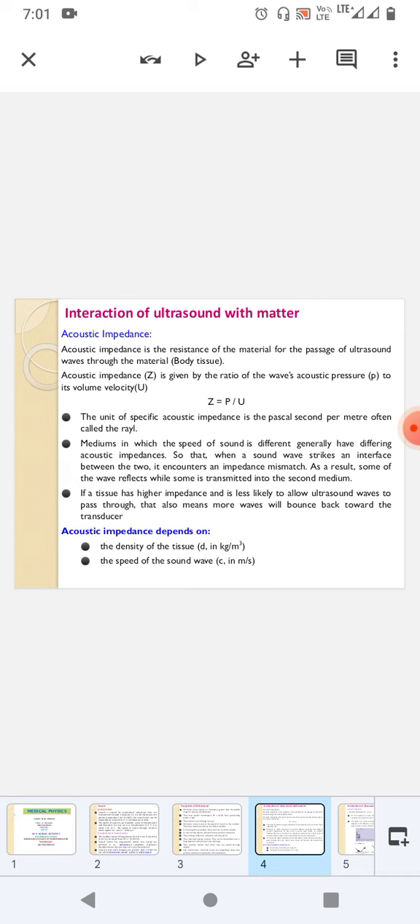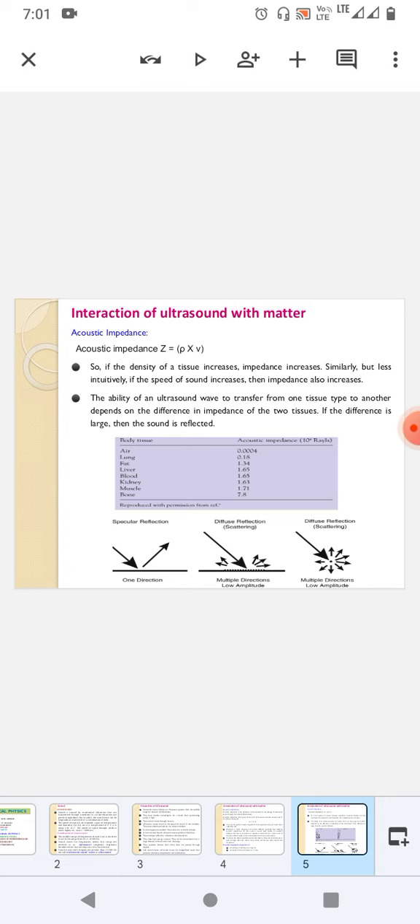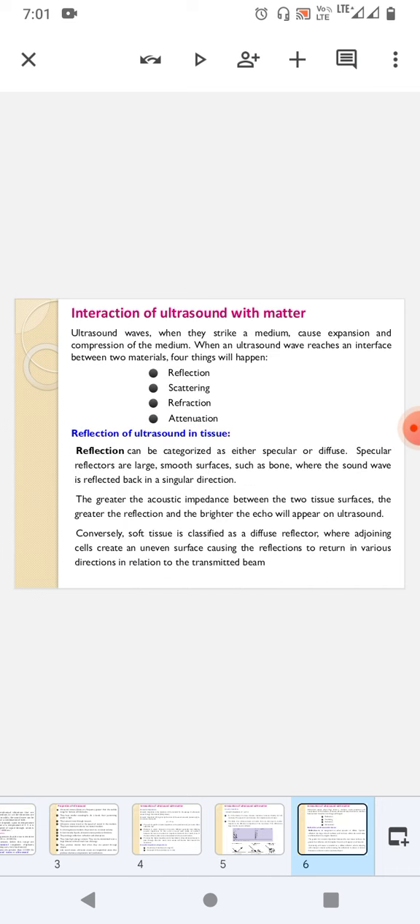Now we discuss how ultrasound interacts with matter. When an ultrasonic wave is incident on a material, the particles may resist it, and that property is called acoustic impedance. So acoustic impedance is the resistance of the material, here body tissue, to the passage of the ultrasonic wave. Acoustic impedance is given by the ratio of acoustic pressure to volume velocity, that is Z equals pressure by volume velocity. The unit of specific acoustic impedance is Pascal second per meter, often called rayl.